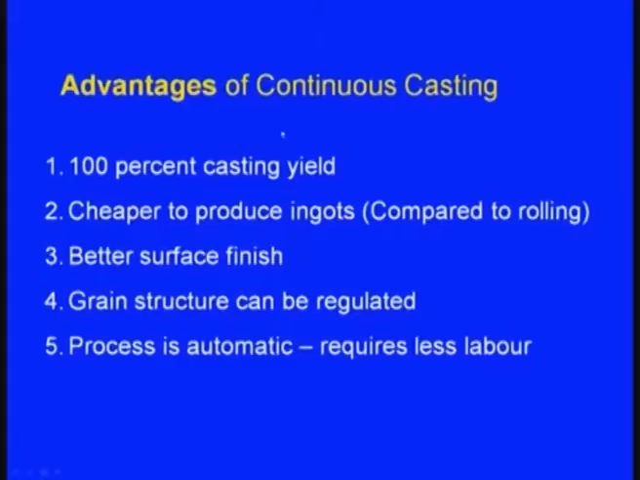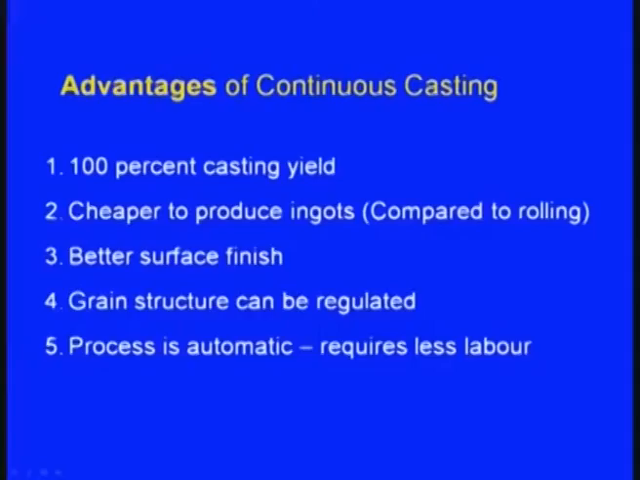In any casting process, whether it is sand casting, investment casting or any other casting process, the weight of the poured metal is always greater than the weight of the casting. That is how the casting yield is always less than 100%. But in the case of continuous casting, we are not losing anything. Whatever we are pouring, we are getting as a strip or as a bar or as a rod. So, here we are getting 100% casting yield.